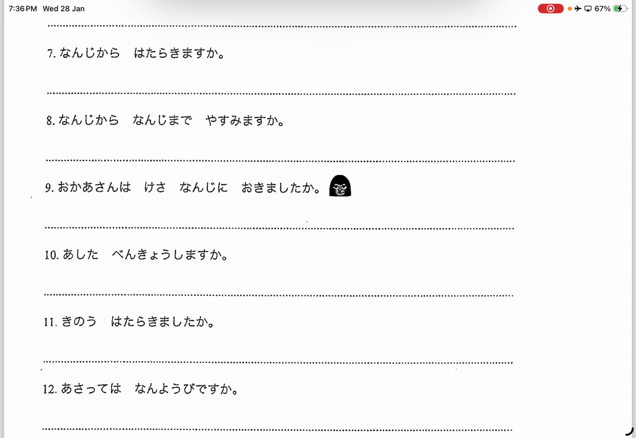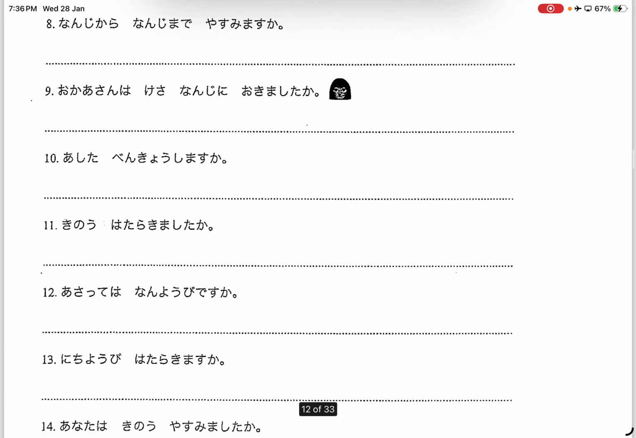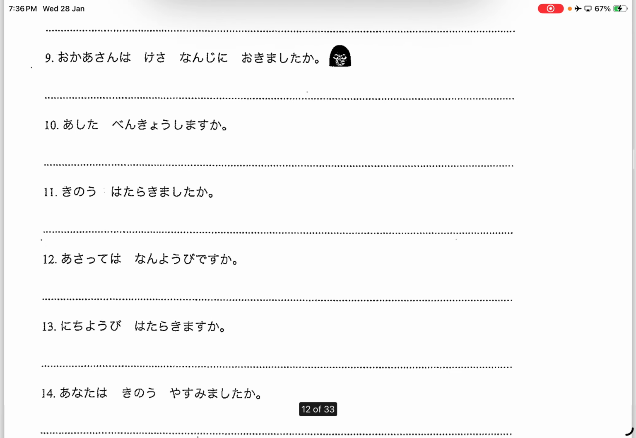昨日働きましたか Jin-kun? いえ、働きませんでした。Very good, right? Because it's about 昨日 yesterday, so you have to use past tense. いいえ、昨日働きませんでした. 働きませんでした. Right? Number 12.